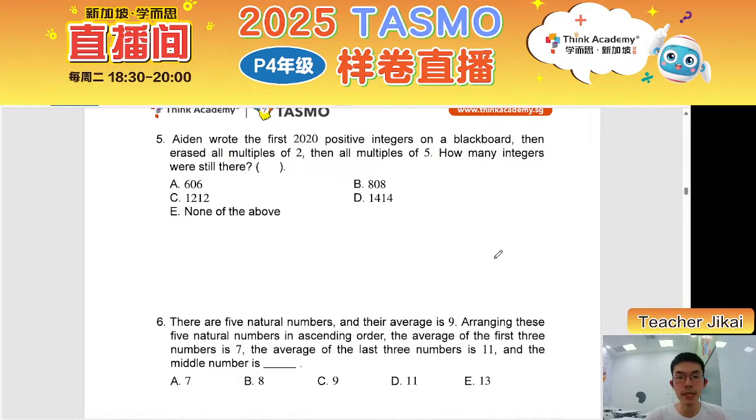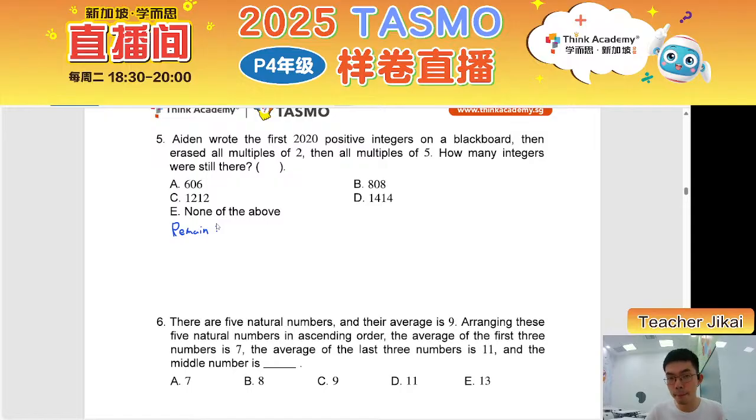And oh, this one is an inclusion and exclusion problem. So Aiden wrote the first 20 positive integers on the blackboard and erased multiples of 2, erased multiples of 5. So how many integers were still there? So who will still be remaining? Is a multiple of 2 remaining there? No. Is a multiple of 5 remaining there? No, they are erased. And how about multiples of 2 and 5? Also erased, right? They were erased at the first time.